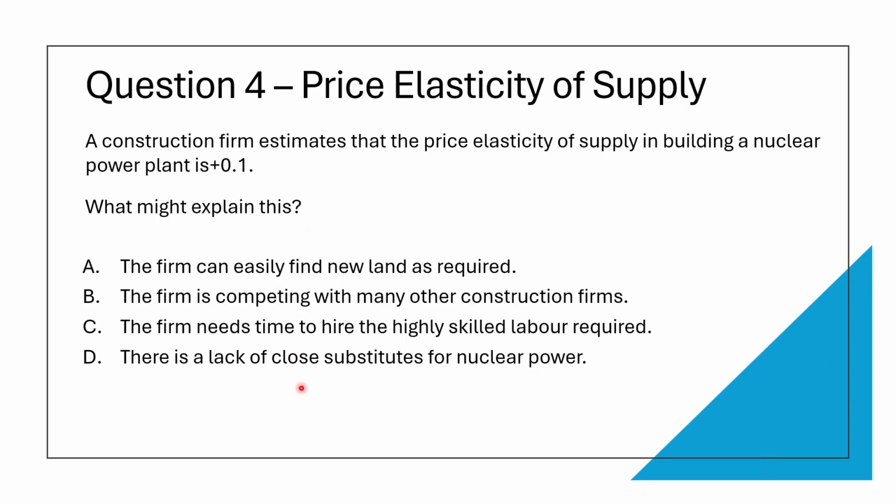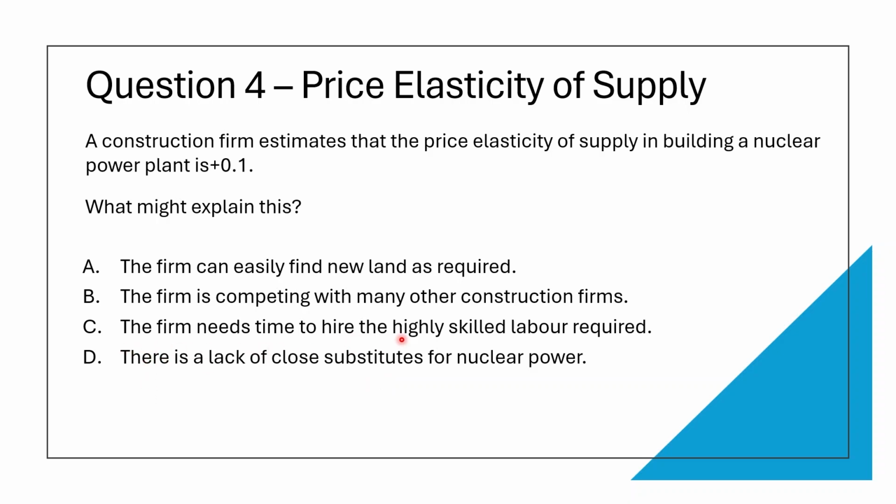Now let's check the options given. The firm can easily find new land as required. If the firm can easily find new land, it means output can increase quickly, making supply more elastic. So this is not correct. If the firm is competing with many construction firms, it means more firms can respond to price changes. So supply would again be more elastic. So even option B is incorrect. A lack of close substitutes relates to demand, not supply. So D is also incorrect. That leaves us with C.